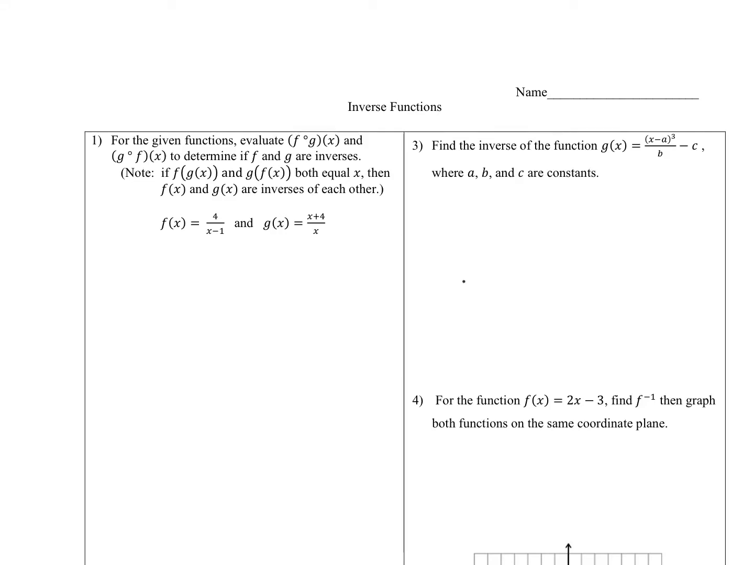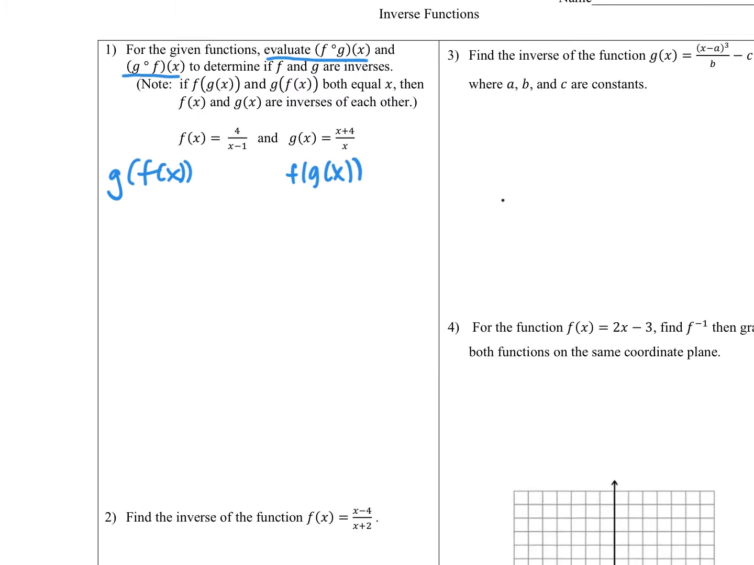All right, looking at the inverse functions homework, just a reminder that when you are looking at functions being inverses of each other, you want to do the composition of those two functions in both directions, and if they both equal x, then we know that they are inverses. So if we want to determine it about these two, again, we want to do the composition both ways, so g of f of x, and then we'll find f of g of x.